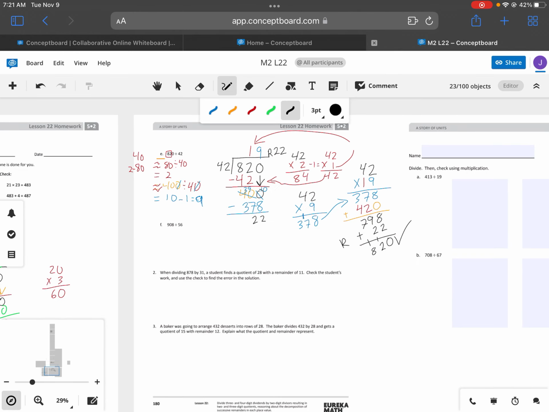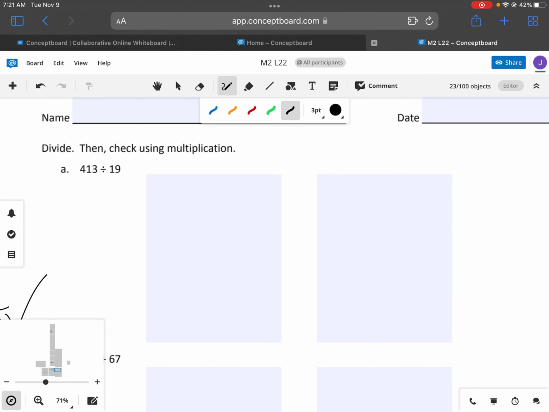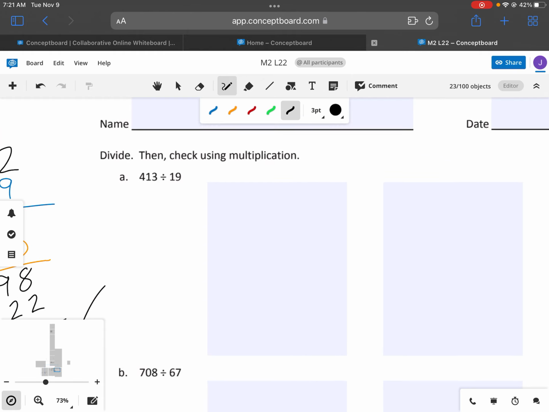All right, so there's a lot of problems on here. I decided to go ahead and use some of these problems over here. So we're going to go ahead and look at our... what happened? 413 divided by 19.